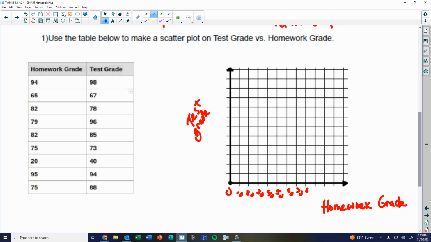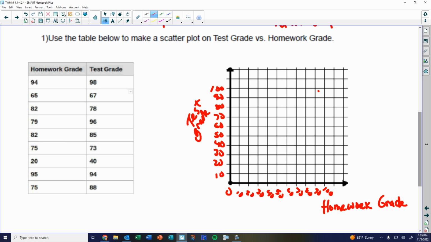Now, this is different than graphing. When you graph, we had to plot some points and connect them to make a straight line, right? In a scatter plot, you are just plotting the points. So we go to our first one, 94, 98. Go over here, go less than halfway, and go all the way up to 98. It's about right there. It could be off a little bit, but pretty close.